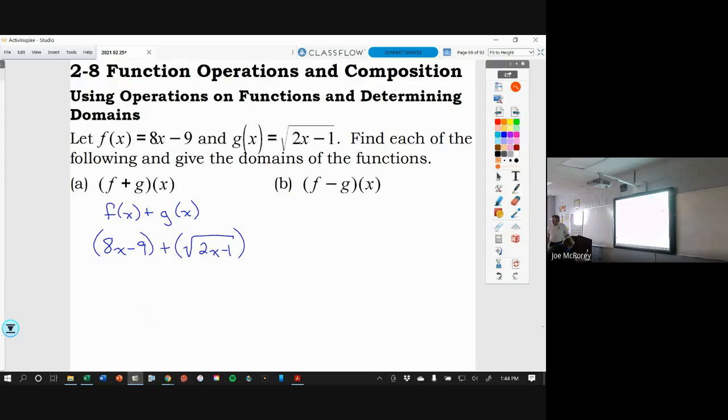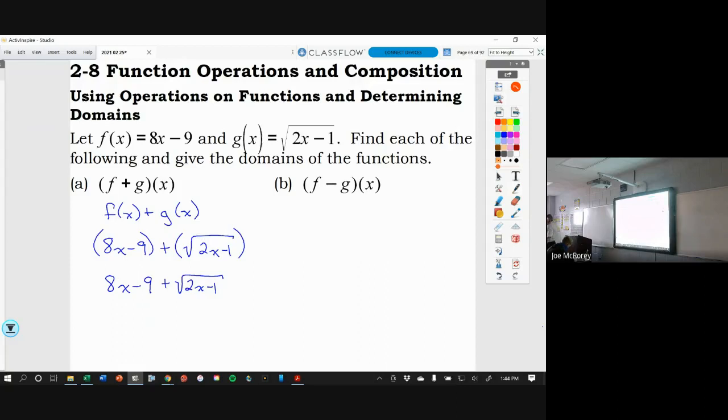Those parentheses don't do anything for us. Do we have any like terms that combine? No? Okay. So this could technically be the correct answer: 8x minus 9 plus the square root of 2x minus 1, because that is f of x plus g of x.